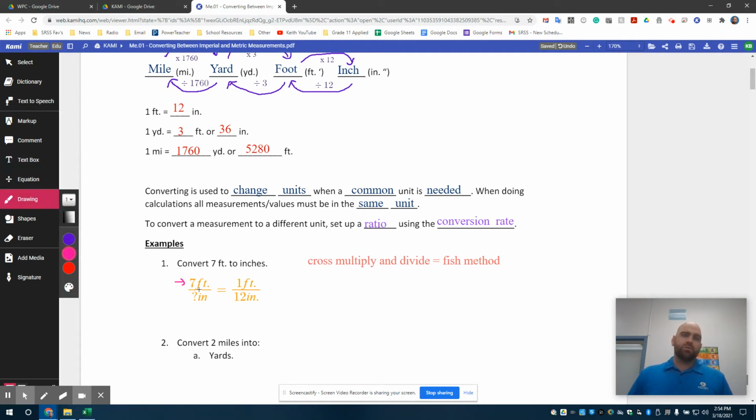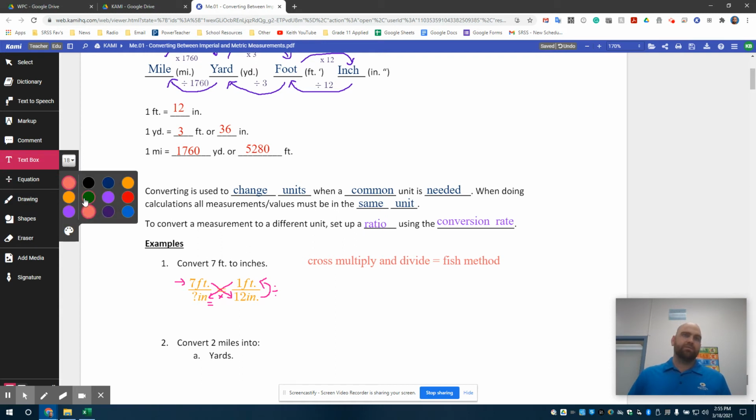So what we do here is we start with the 7 feet, and then we go across. Across means going to the opposite level, and we multiply by that value. So we're going to do 7 times 12. Then we have one more piece of information that we know, and that's this 1 foot. We are going to divide by this value here, and that is going to equal our unknown piece of information.